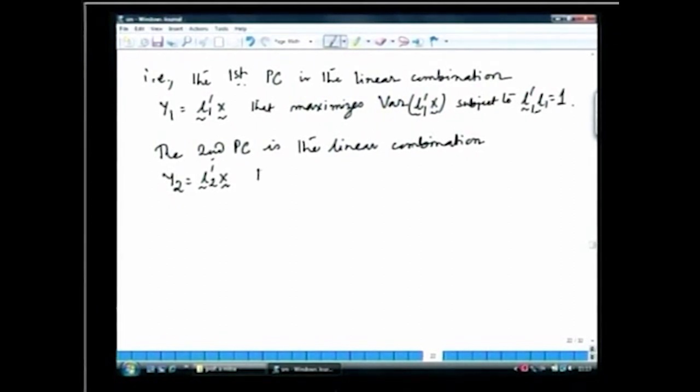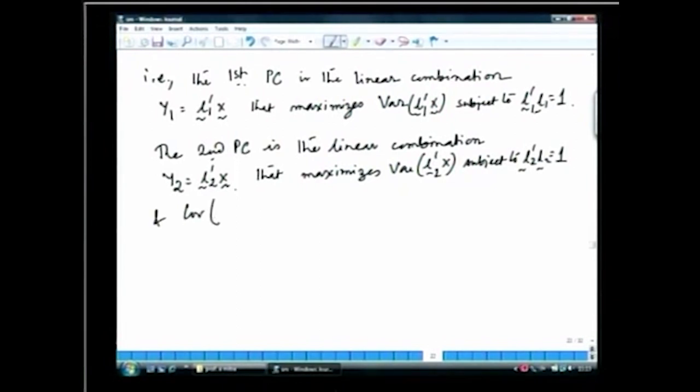Such that the variance is maximized. That is, we maximize the variance of y2, that is L2 prime x, subject to L2 transpose L2 is 1, and we must have something else here: the covariance between y2 and y1 is 0, that is, L1 prime x and L2 prime x, this is equal to 0.